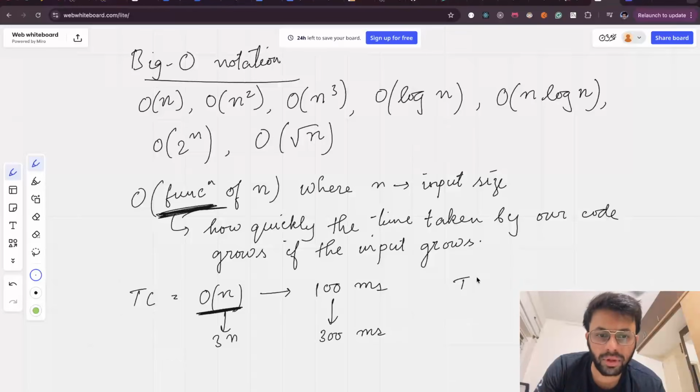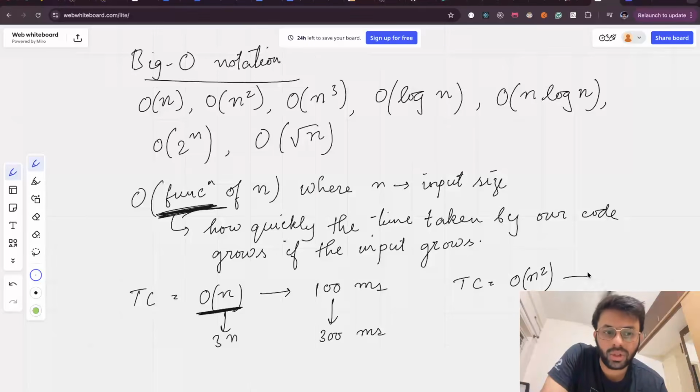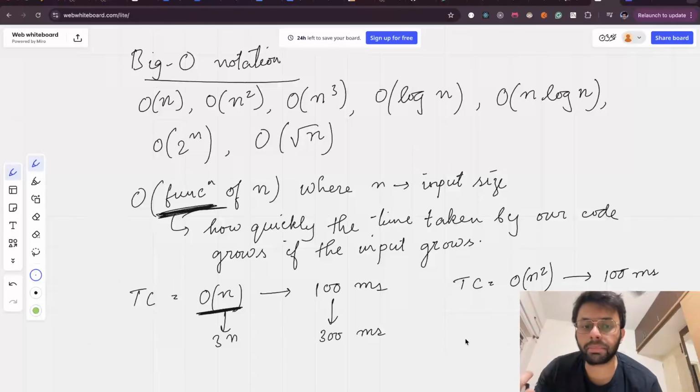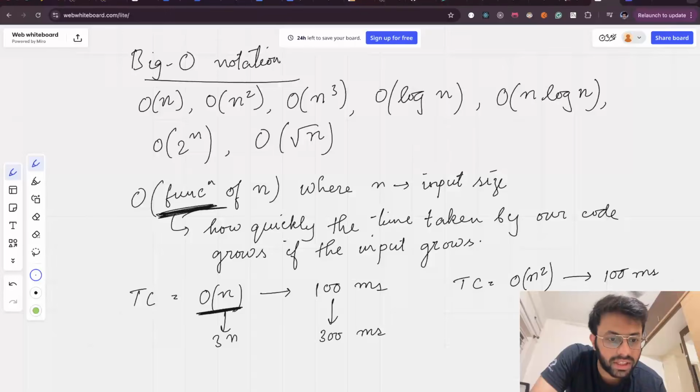Similarly, if the time complexity is say big O of n square, and this program also takes 100 milliseconds to run, then if my input size triples, what will happen? The square of it will be 9n square. So in a way, my time taken will not triple. My time taken will now be 9 times. Okay, so this will become 900 milliseconds.